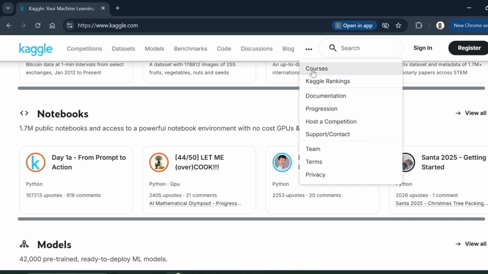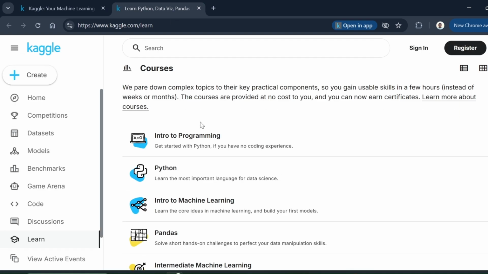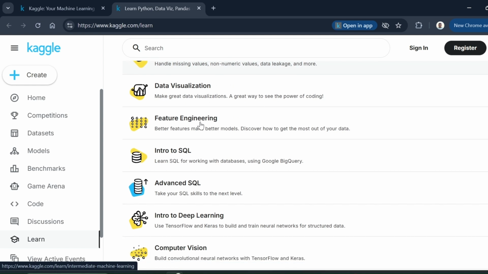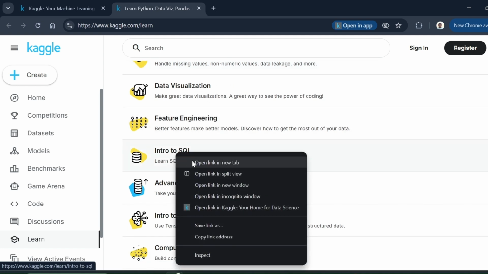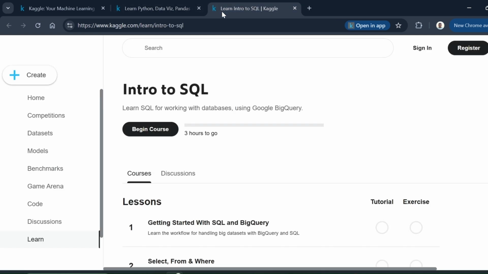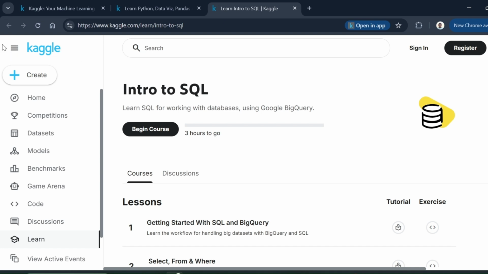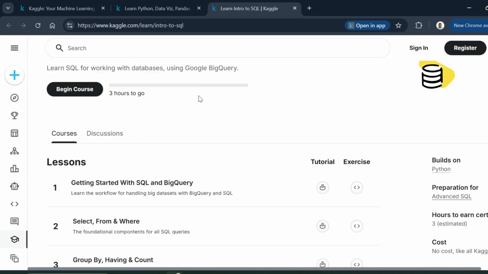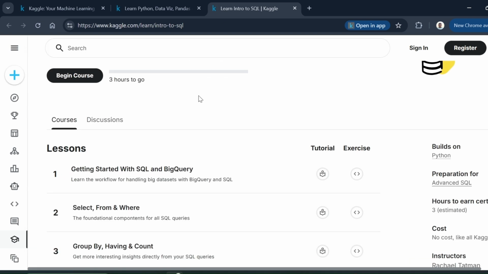So, in this video, we are going to go through two different courses. The first course will be Intro to SQL. This is where everything starts, and Kaggle does a really good job of making SQL feel simple. In this course, you will learn how to retrieve data using select, how to filter data using where clause, how to sort result using order by, how to limit output using limit.